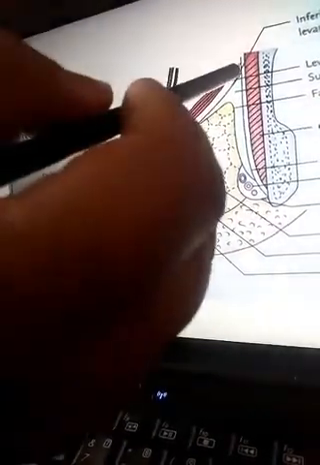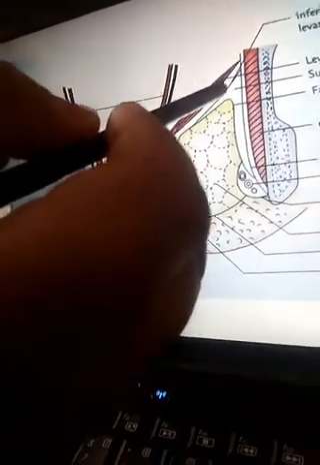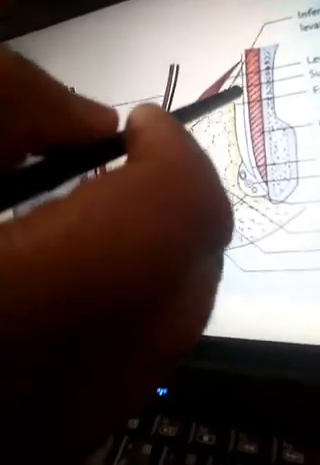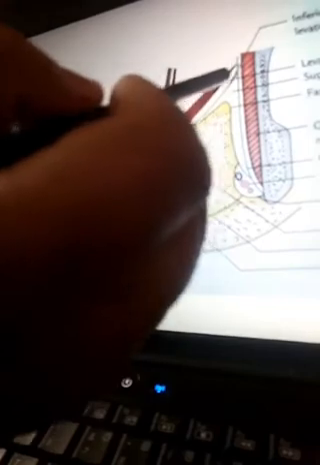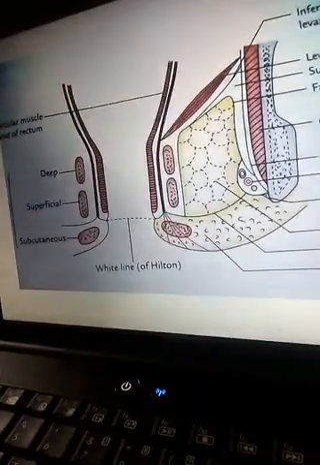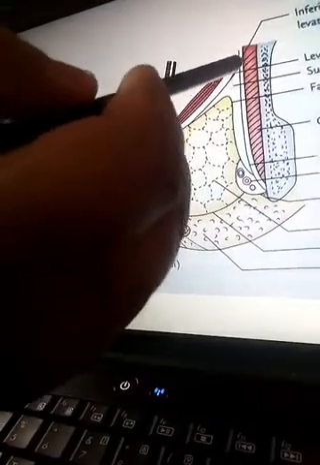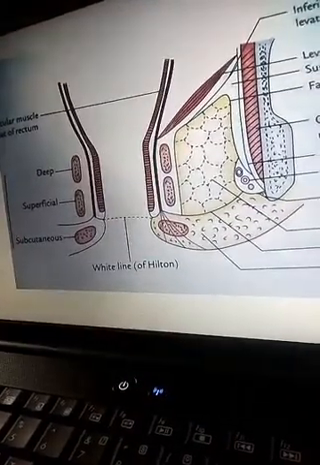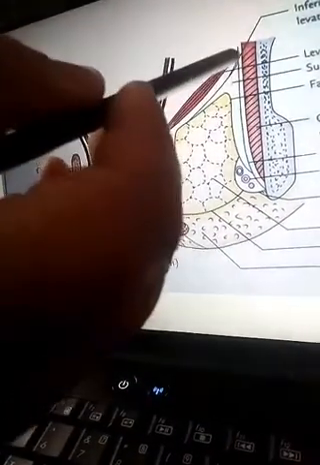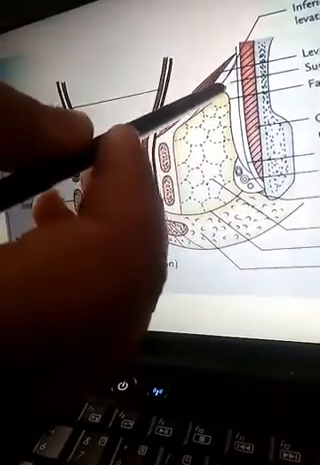Sometimes there is a gap between the fascia covering the levator ani and the obturator fascia here, and this gap is known as the hiatus of Scarpa. That may be the reason for the herniation of the pelvic viscera into the ischiorectal fossa.